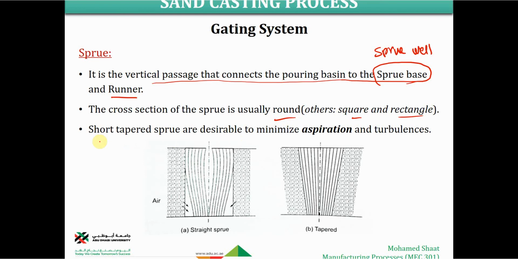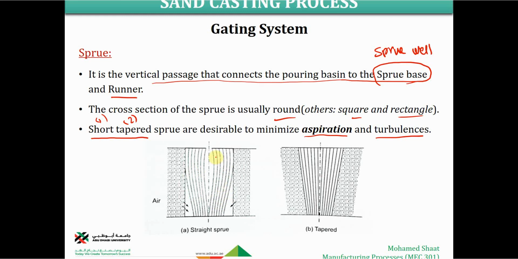There are some essential requirements for the down sprue: it should be short and tapered. So these are two things. First, it should be short. Second, it should be tapered. Why? This is to minimize aspiration and turbulence, which is turbulent flow. To understand the aspiration, let us compare the straight sprue to the tapered sprue.